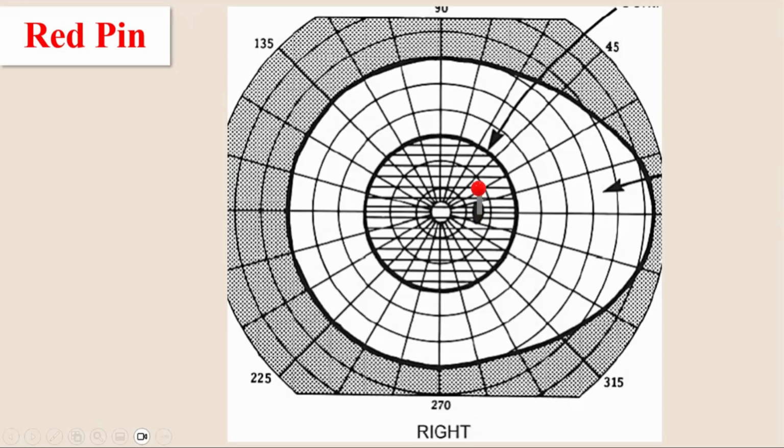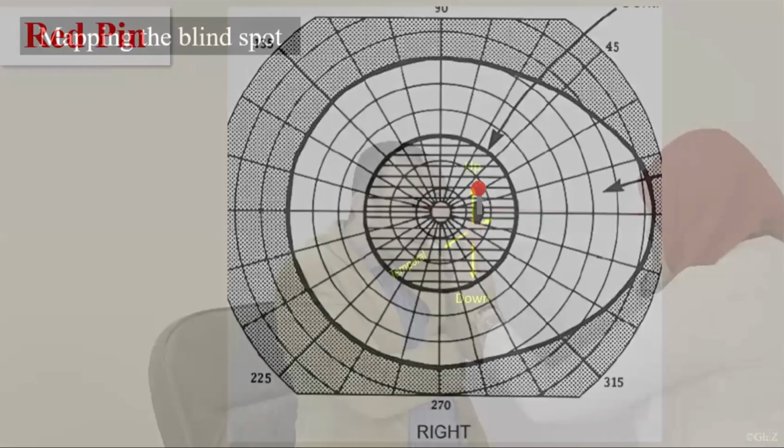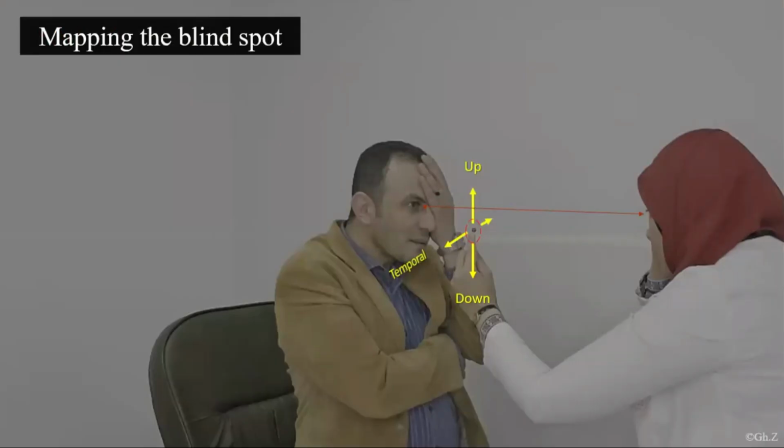You can just find the blind spot and that's it. Or if you are interested, you can map it just for fun. But there is no time for this in the exam, actually. This is again from my video. The concept of mapping the blind spot: the upper and lower extent, the nasal extent, and the temporal extent. I'm saying the nasal extent, but the blind spot itself is in the temporal quadrant.